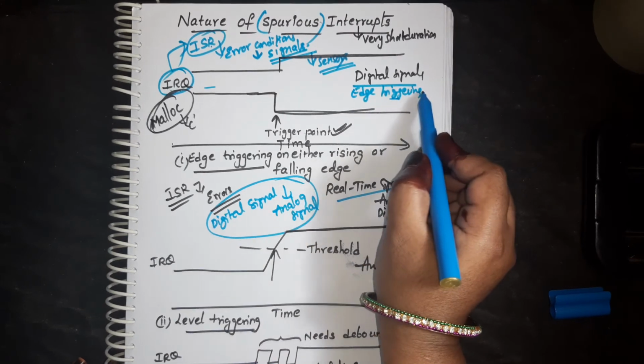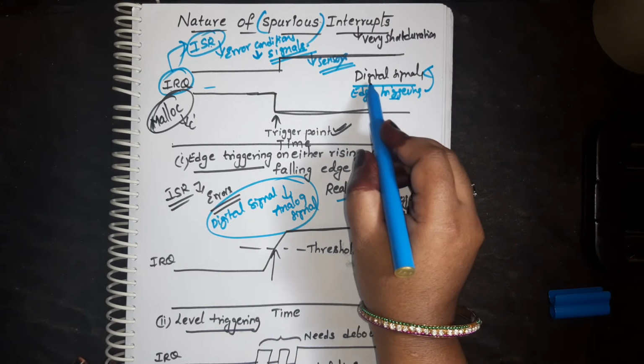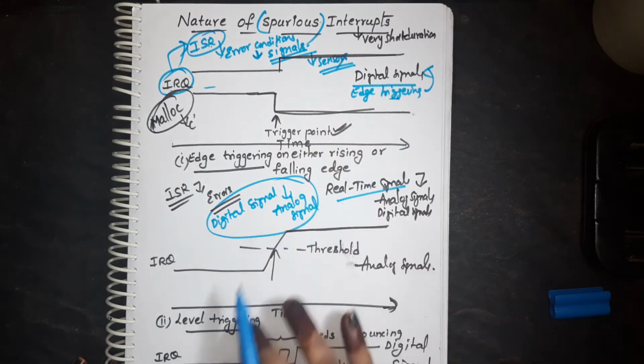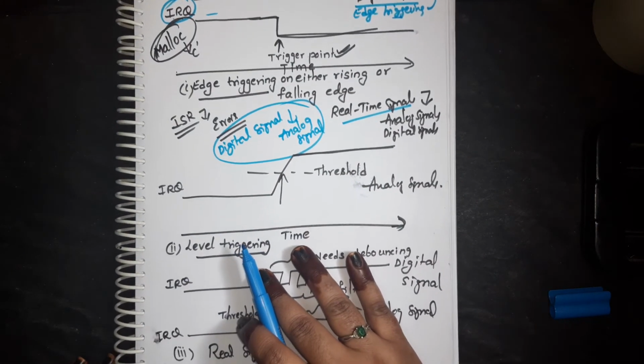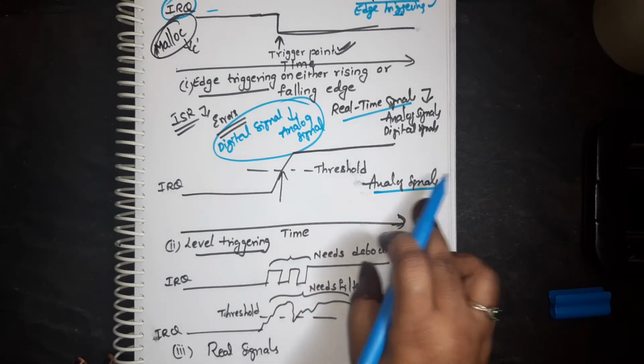These edge triggerings can generate the signals to the sensors. Those are going to be called digital signals. And the second one we are going to call analog signals. The second type is going to be called analog signals.